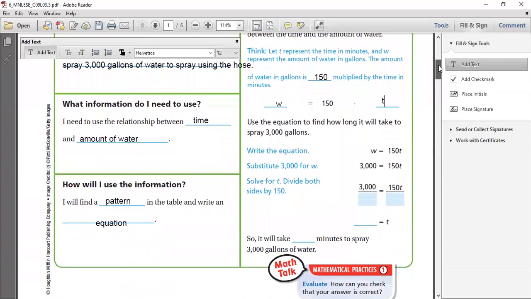Fine. Use the equation to find how long it will take to spray 3000. So now we have 3000 and 150. How will you find out this answer now? We are going to divide both sides by 150, because 3000 divided by 150 will give you 20. Again, the basic facts, you can cancel 0 to 0 because each one of them has a 0. So you have 300 divided by 15, which will give you 20. So how many minutes will it take? It will take 20 minutes to spray 3000 gallons of water.